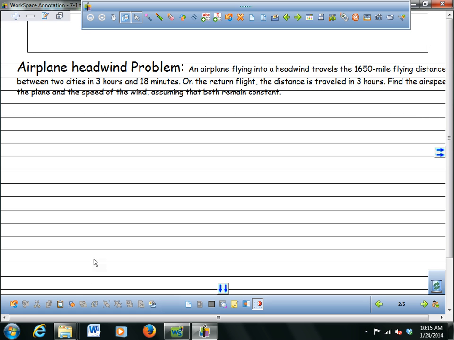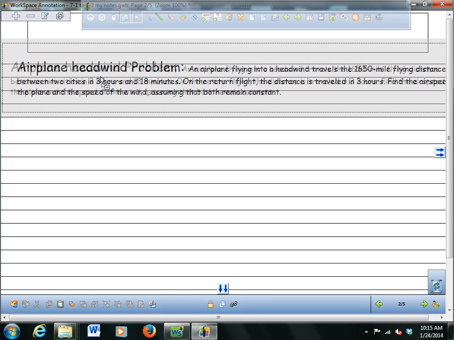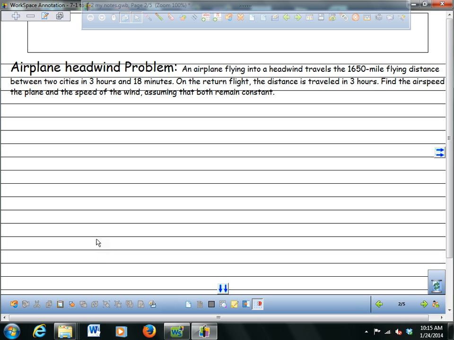So this is one of my favorite kinds of problems. You've probably seen problems like this. An airplane flying into a headwind travels 1,650 miles, the distance between two cities, in 3 hours and 18 minutes. On the return flight, the distance is traveled in 3 hours. Find the airspeed of the plane and the speed of the wind, assuming that both remain constant. Would you guys know how to do that? Yes, some of you would.